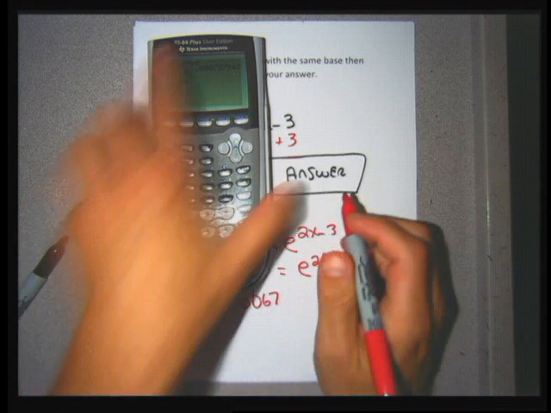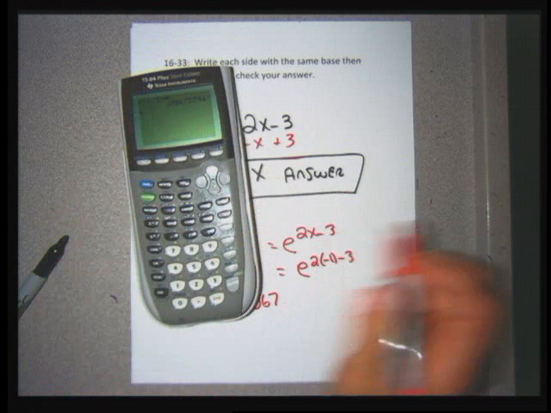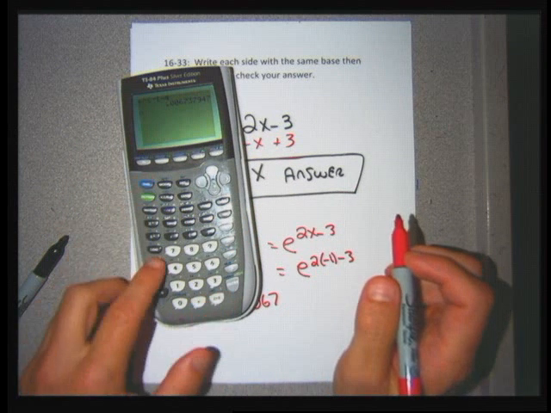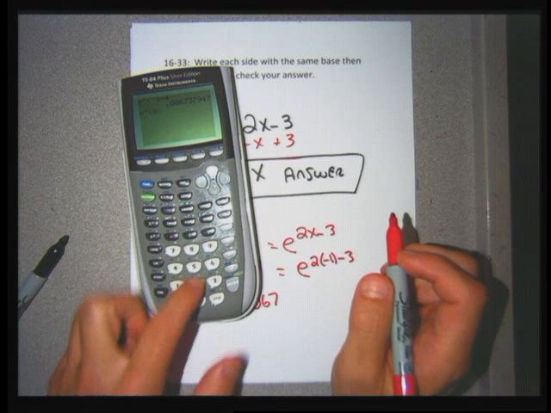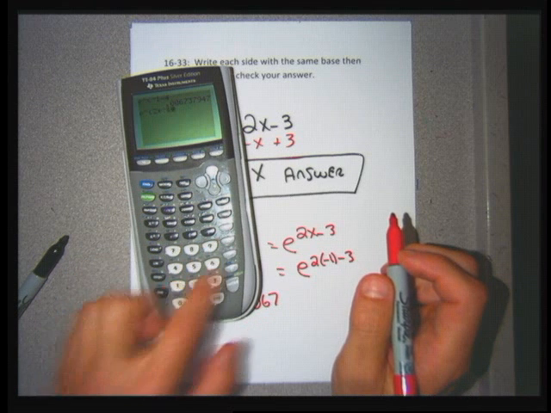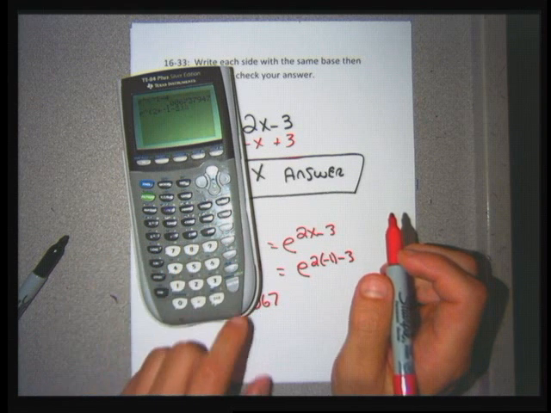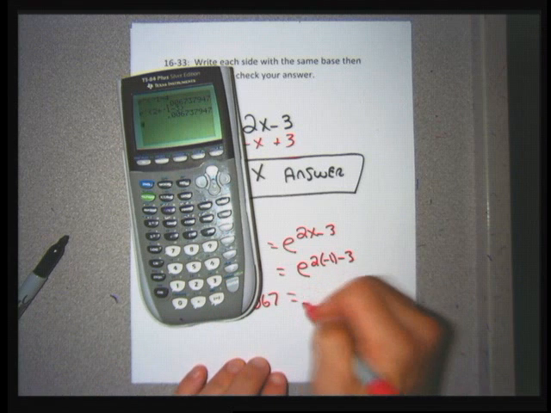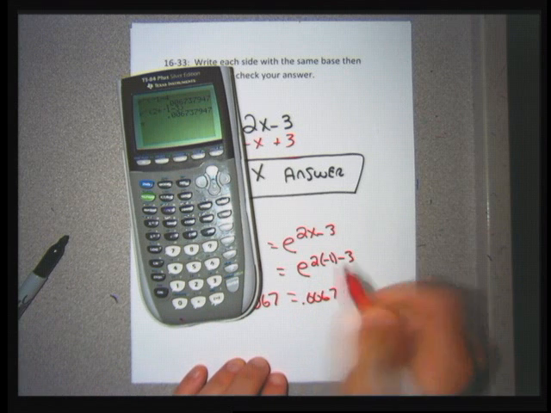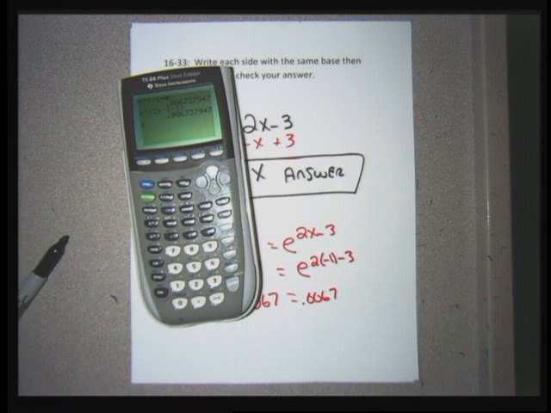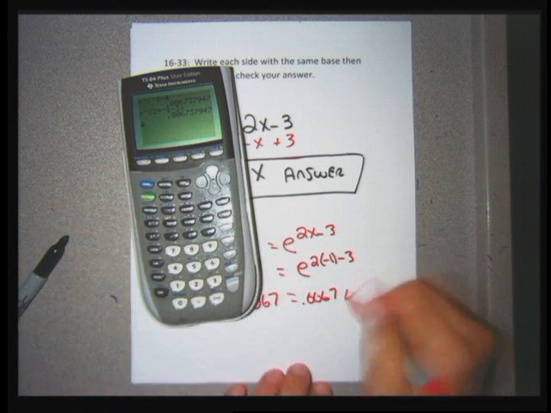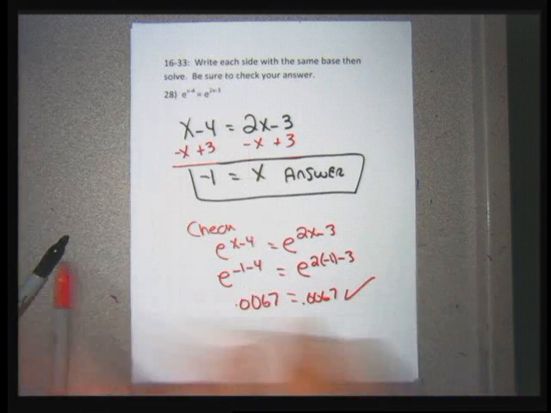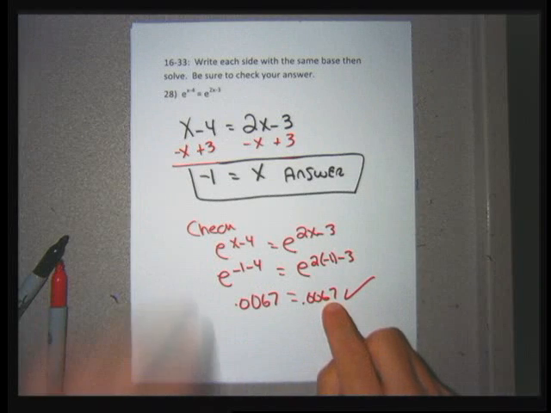And then on the right-hand side, I go second ln, parentheses already there, 2 times negative 1 minus 3. The right-hand side also comes out to 0.0067, and they're exactly the same numbers. That means my answer is correct. My answer would be wrong if, when I put this in, the sides didn't come out to the same number.